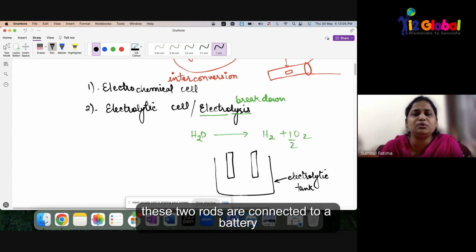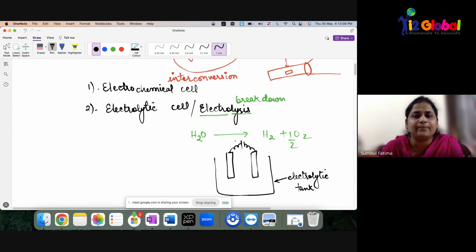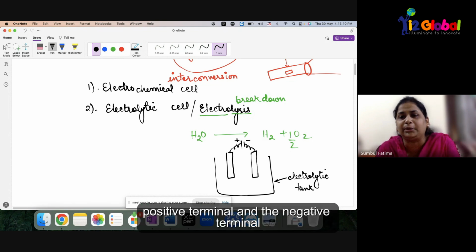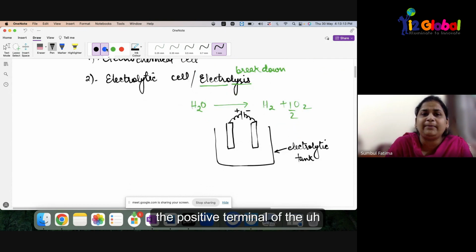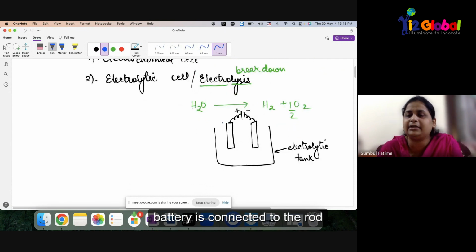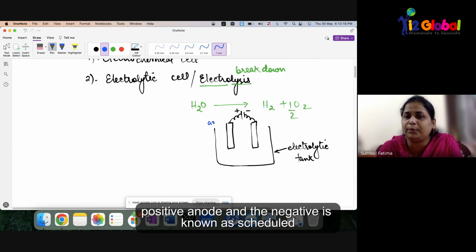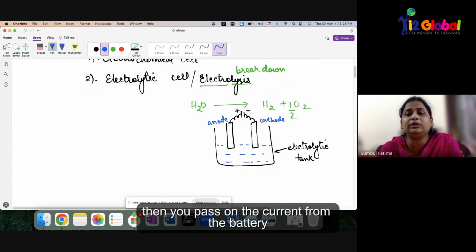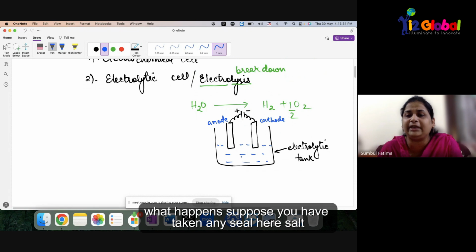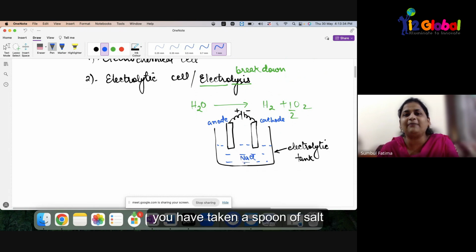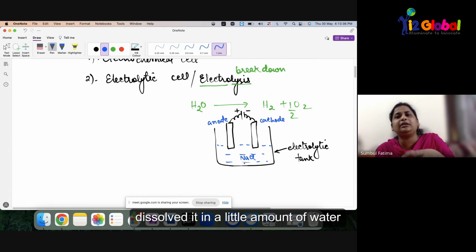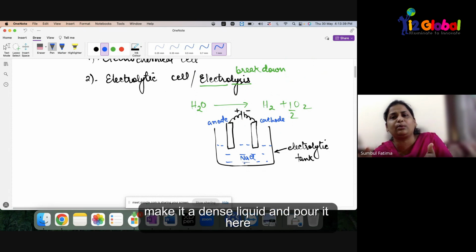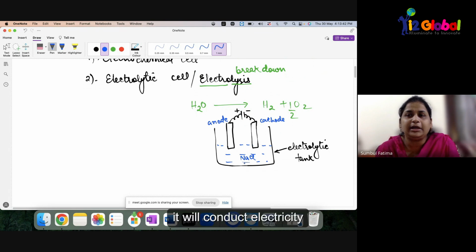These two rods are connected to a battery, the positive terminal and the negative terminal. The positive terminal of the battery is connected to the rod known as the anode, positive anode, and the negative is known as the cathode. We have the ions present here in the solution. When you pass the current from the battery, what happens? Suppose you have taken NaCl, salt. You have taken a spoon of salt, dissolved it in a little amount of water, made it a dense liquid and poured it here. It will conduct electricity.